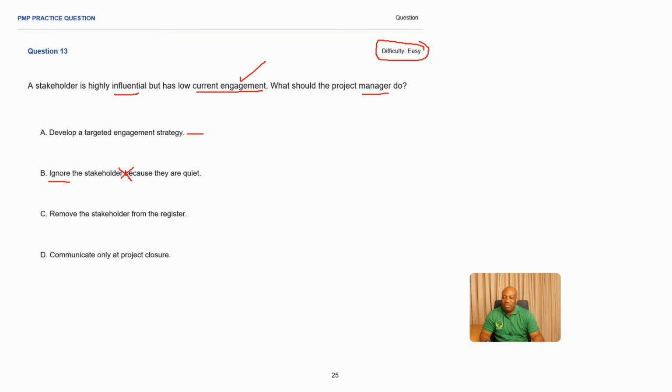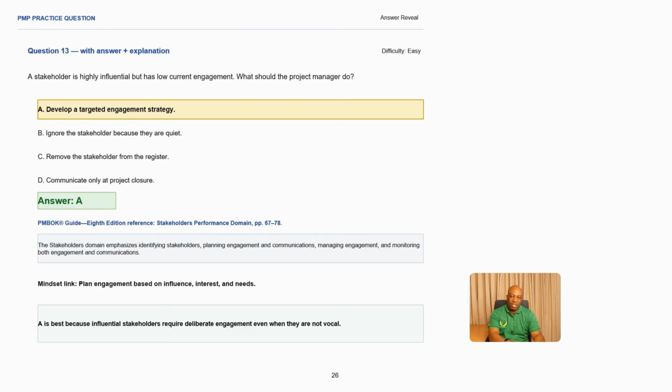Remove the stakeholder from the register. Removing the stakeholder from the register does not resolve the problem. And you should not remove stakeholders from the register. If they are no longer required, you just make sure that you flag them as not required, but you don't remove them. So therefore, we eliminate this. Then number D, communicate only at project closure. This cannot be done. Communication must be done throughout the project. So thereby eliminating this answer straight away, making A the best answer in this scenario.